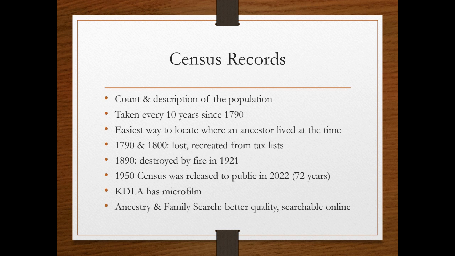Technically, we have microfilm of the census records here at KDLA, but if anybody comes in asking, we're probably going to refer them to Ancestry or FamilySearch because they have better quality scans and they're actually searchable. So you can search online for those. If anybody's looking for census records, I would recommend Ancestry and FamilySearch. They both have very easy to use search engines, and you should be able to locate something that way. And you're going to be able to read them much better than you can our film, which is not the greatest quality.